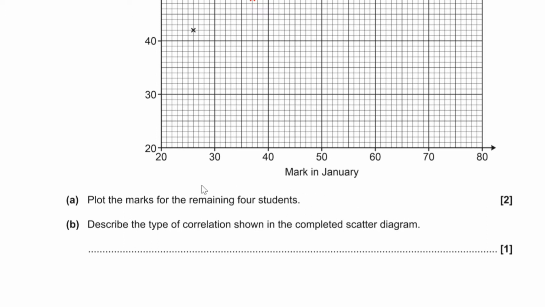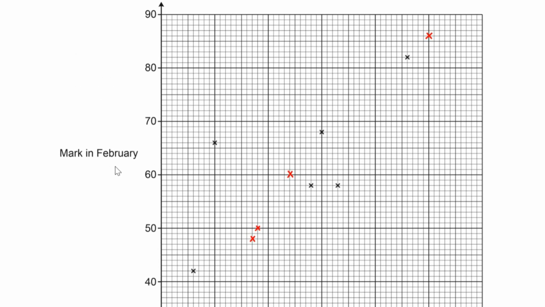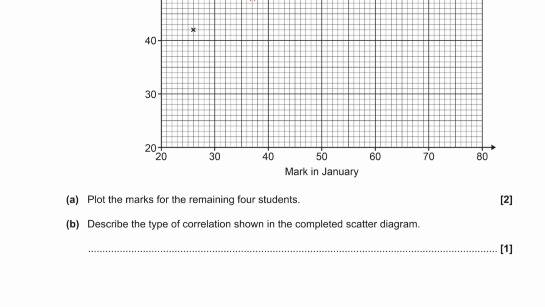For part B of the question, we have to describe the type of correlation shown in the completed scatter diagram. Well, as the marks in January increase, in general, the marks in February increase, and therefore we have a positive correlation.